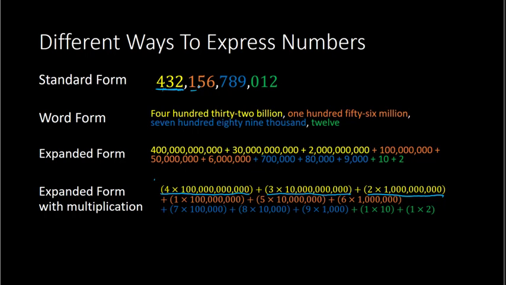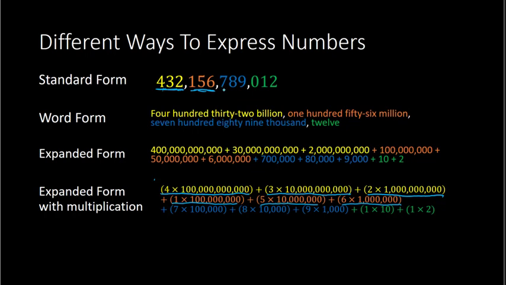So the 1 is in the 100 millions. So we have 1 times 100 million, which is right here. The 5 is in the 10 millions place. So we have 5 times 10 million, which is right here. And then we have 6 in the millions place. So we have 6 times 1 million right here. All right, so we've taken care of the orange numbers. Next we have the blue.